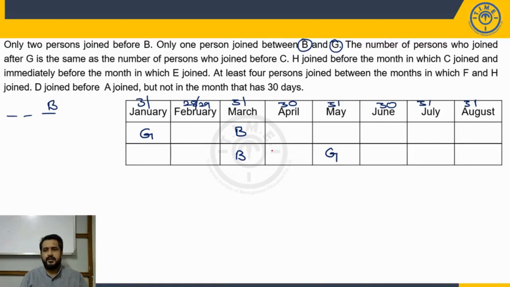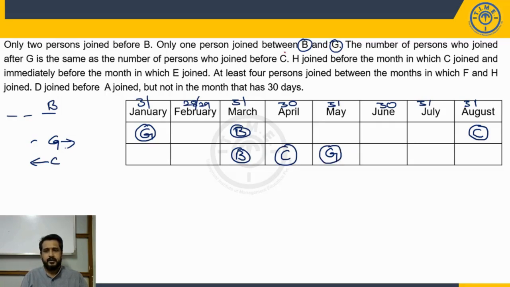Next, the number of persons who joined after G is the same as the number of persons who joined before C. After G is the same as before C. Here after G we have 7 people, so before C also 7, so it should be in August. Now here after G 3 people, so before C 3 people, so C should be in April. So B, C, G are fixed. Both the cases are valid.